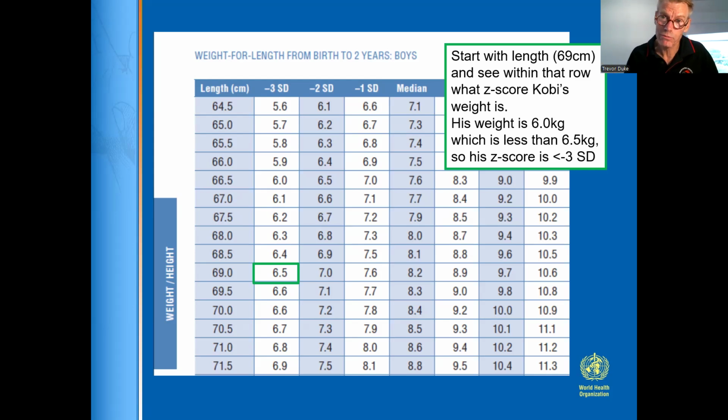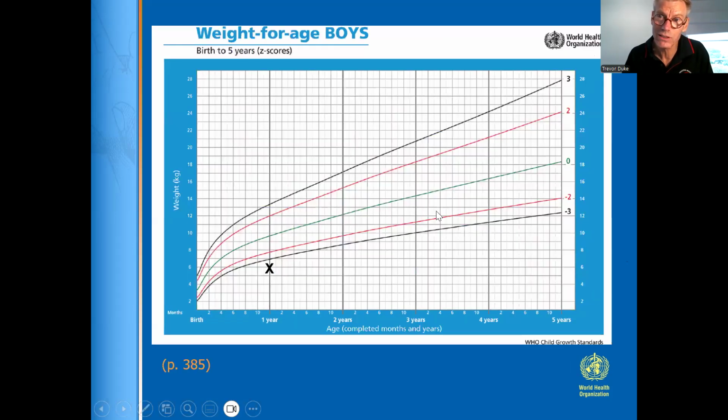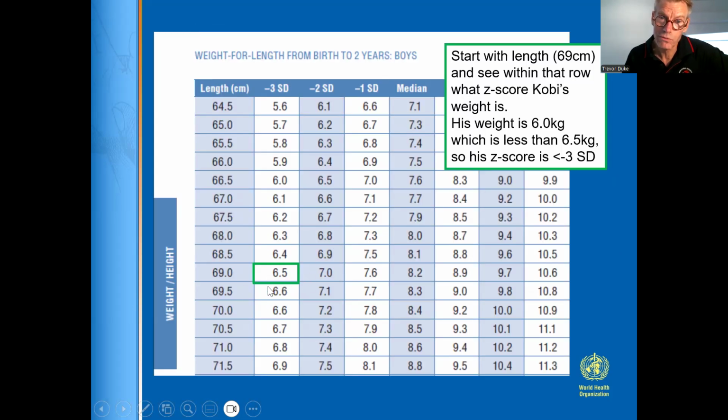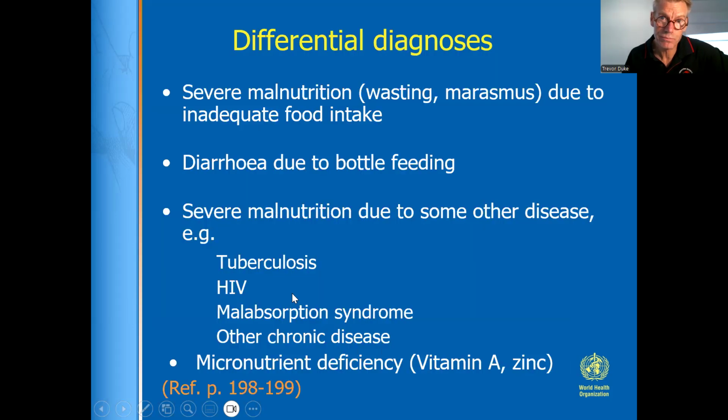Then weight for length becomes very important. But if you know the date of birth, then weight for age is just as good. And I think healthcare workers understand a chart like this. We need to teach people how to plot such charts on a regular basis so you can do proper growth monitoring. The alternative, if you've got no date of birth or uncertainty about age, and if you've got a way of measuring length accurately, is to do weight for length.